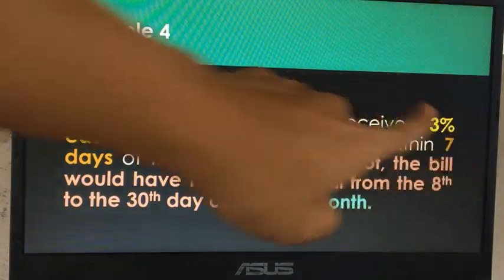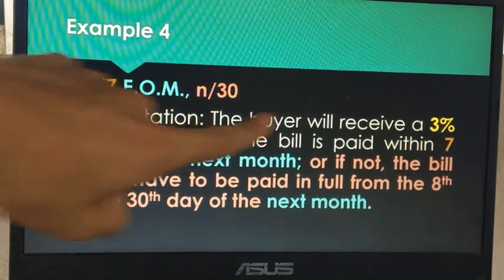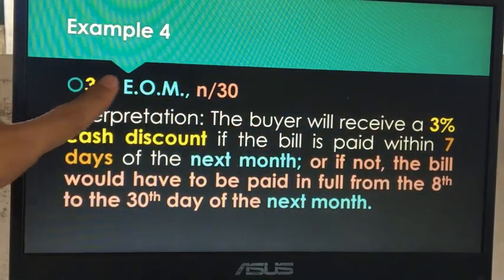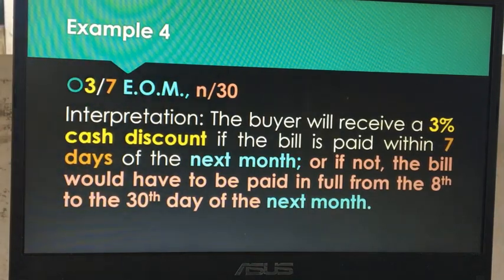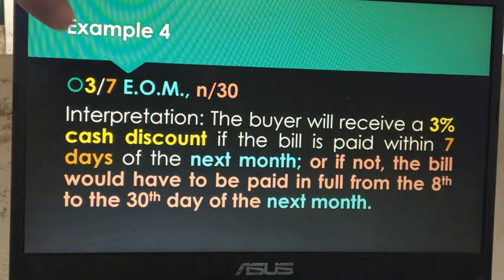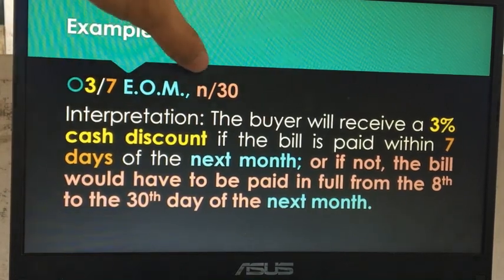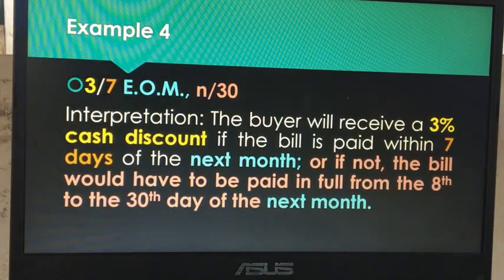Why 7 days? Here, that is the denominator. Why 3%? That is the numerator. Why next month? Because it refers to EOM. Again, every EOM refers to next month. If I fail to pay that one within the 7 days of the next month, meaning I'll no longer apply this 3 over 7, I'll proceed to the next one, which is n over 30.